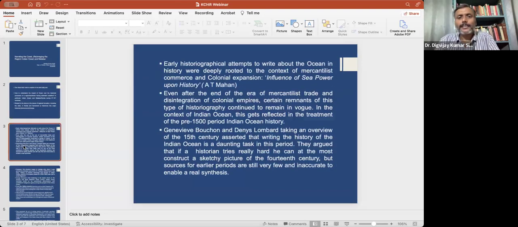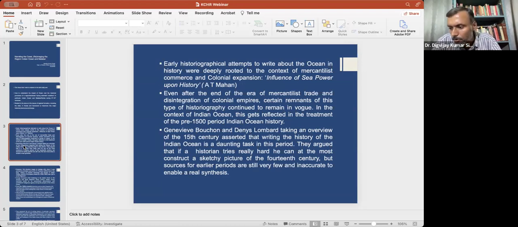If we look at the early historiographical attempts to write about the ocean in history, you will find that these attempts were deeply rooted in the context of mercantilist commerce and colonial expansion. The very titles of the books that were written in the 18th century and the early 19th century can actually tell us about the framework within which they were looking at the oceans.